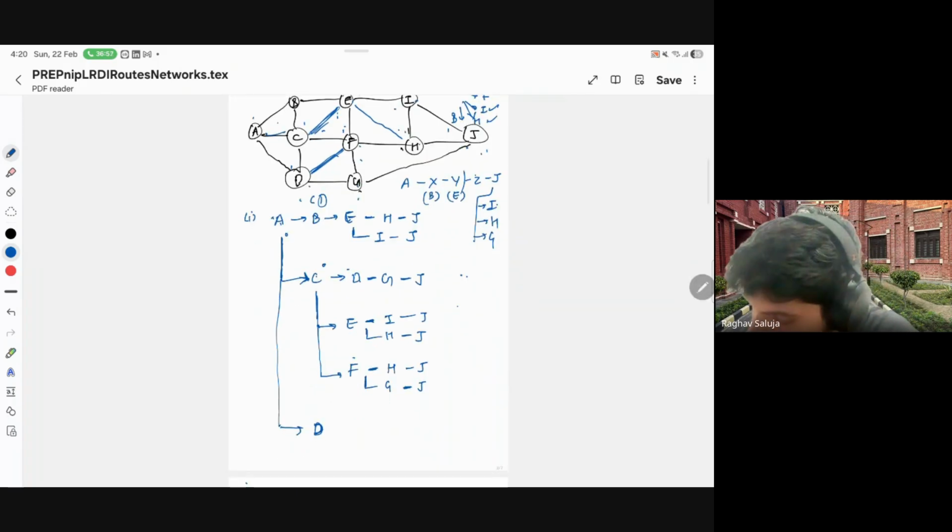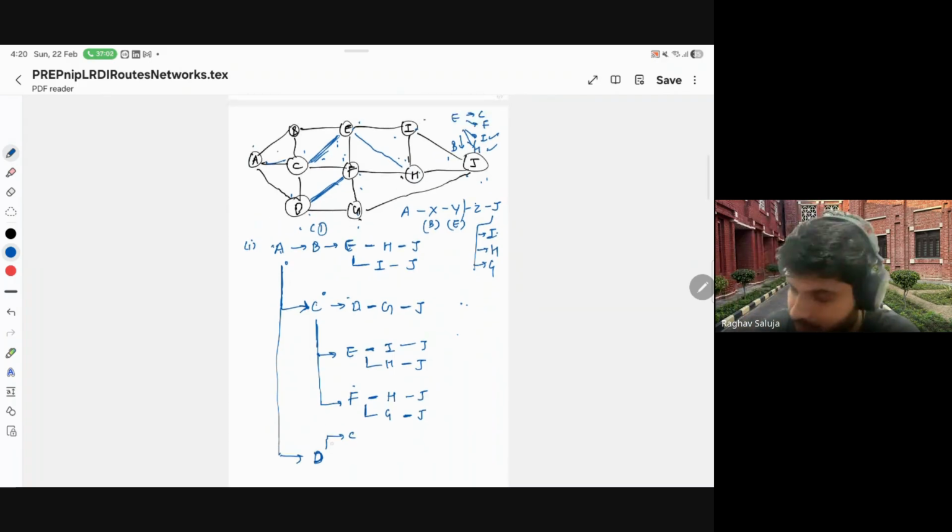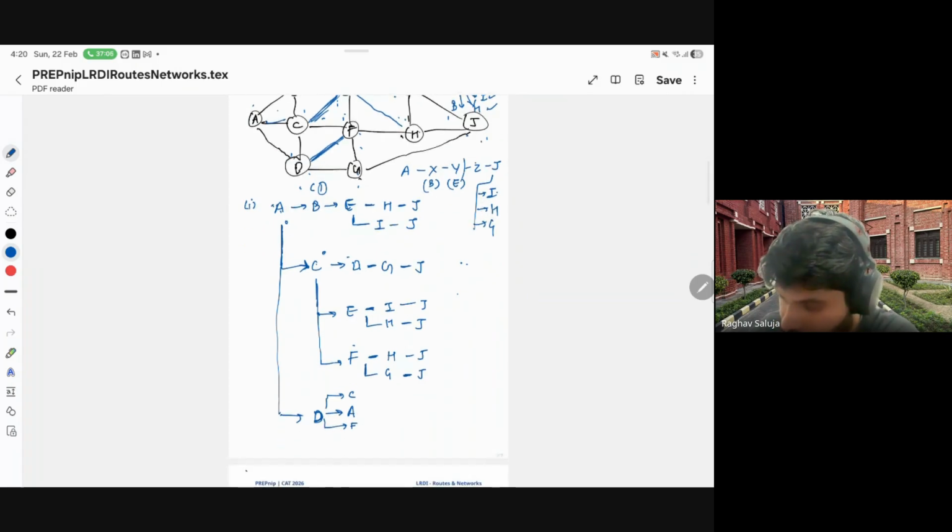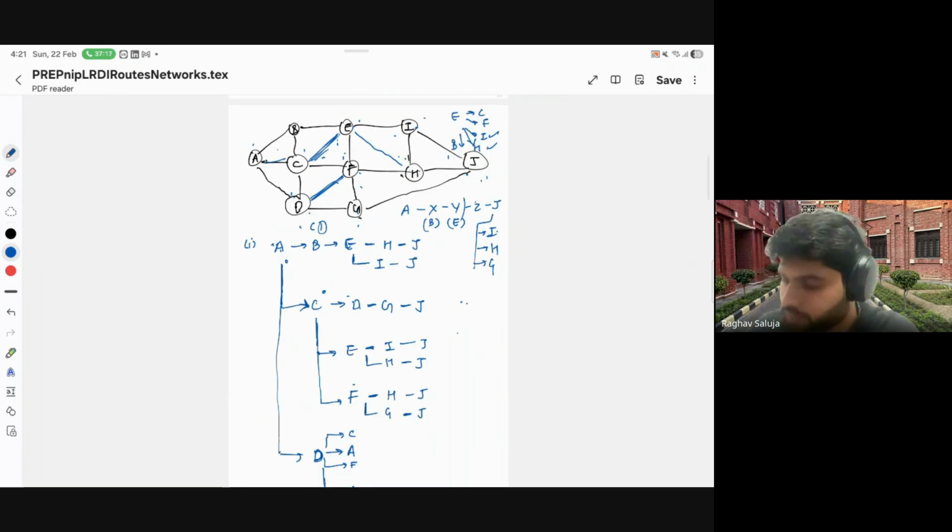I can go to C. I can go to A. I can go to F. I can go to G. Sorted. अब मुझे ये बताओ C से मैं इसके कौन से नेबर पे पहुंच सकता हूँ डायरेक्टली?